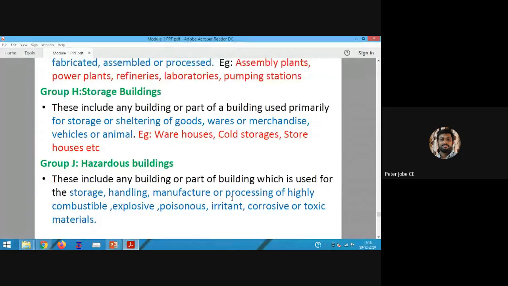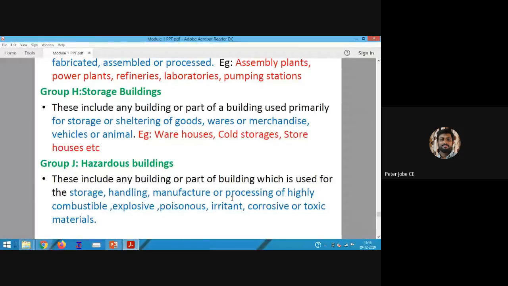And in order to dispose of the waste and all other things, we need to give a proper provision for the same. So in order to do that, we'll categorize those buildings in which highly toxic or hazardous substances are manufactured. We'll categorize all those buildings as hazardous buildings and Group J buildings.